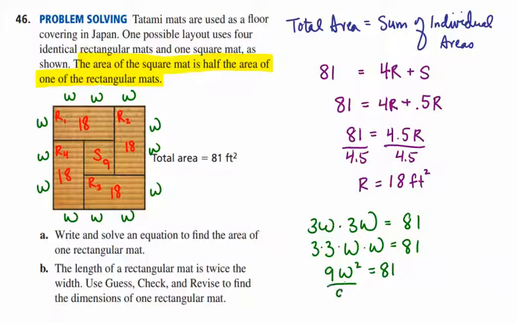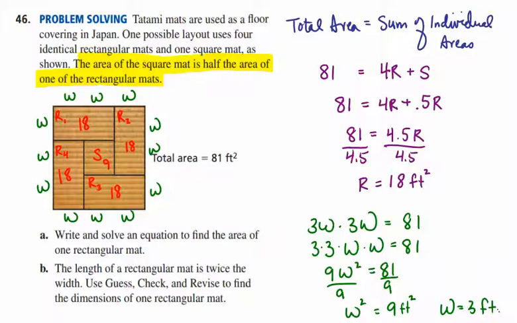We can divide both sides by 9, and we know that W squared really is the area of one square mat, right? A square mat has an area of 9 feet squared. And so what number squared is equal to 9? So W would have to equal 3 feet.